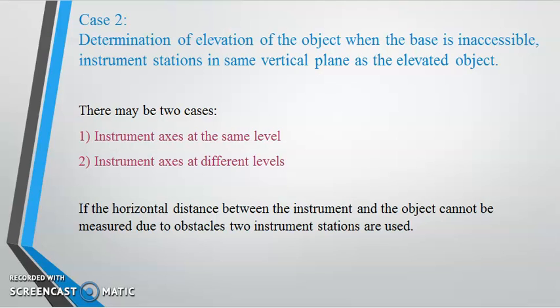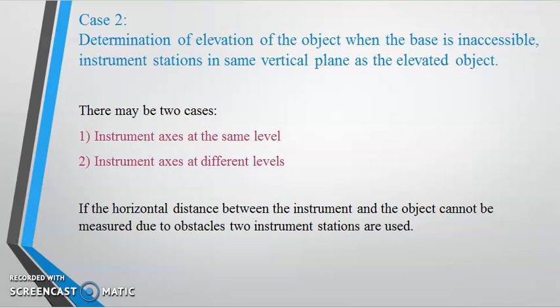And the instrument station is in the same vertical plane as the elevated object. So if you consider the vertical plane of the object, the instrument stations are in the same vertical plane. This will be clear when you see the diagram. Under this case 2, we have two more cases: the first one, instrument exists at the same level, and instrument exists at different levels.